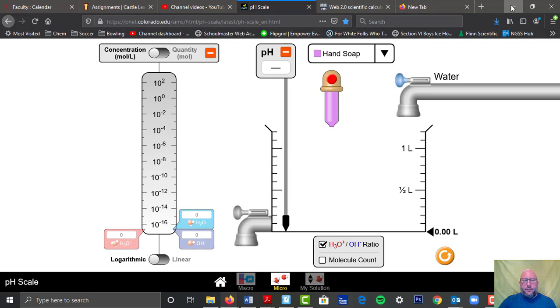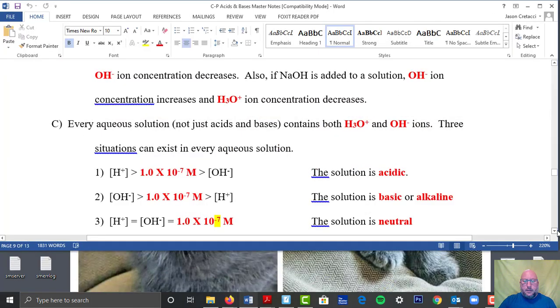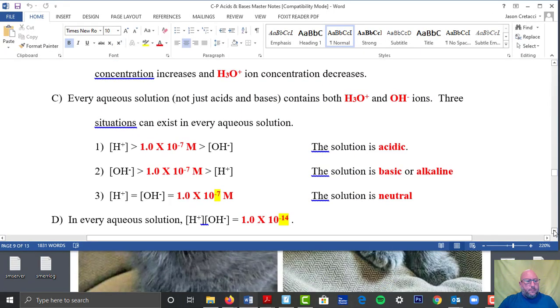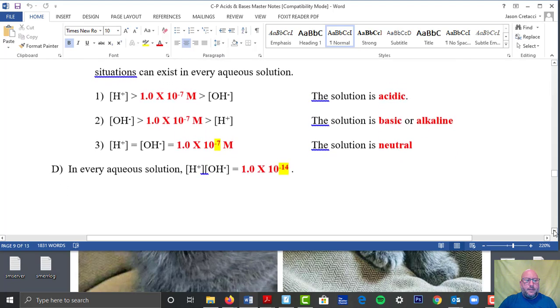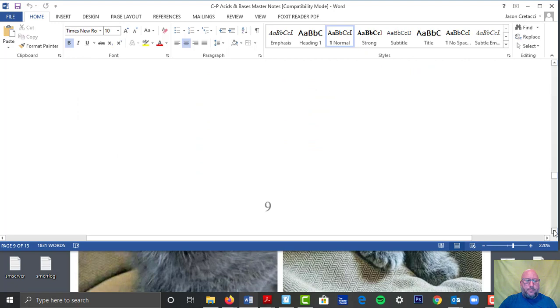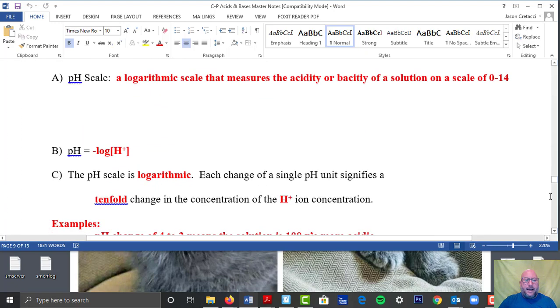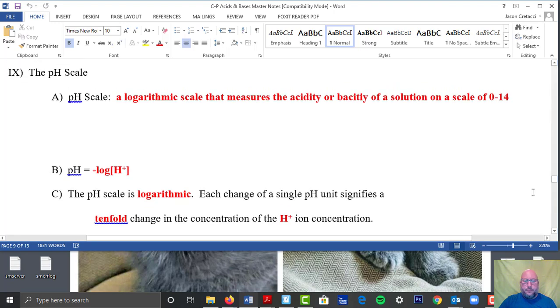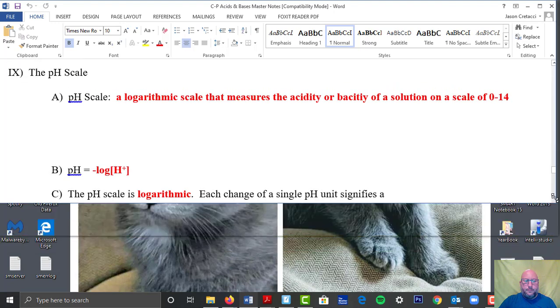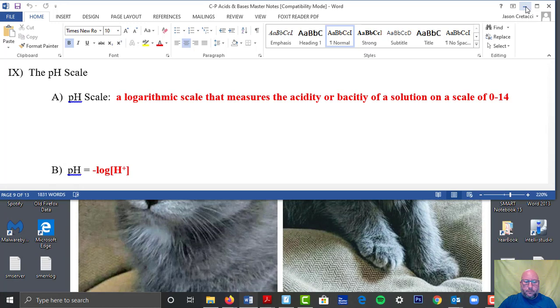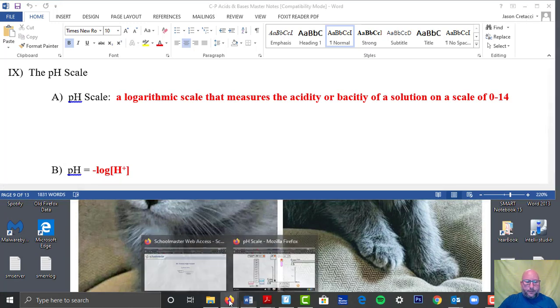So where does the pH of these solutions come from? The pH comes from taking the negative logarithm of the hydrogen concentration. Let me show you an example on here.